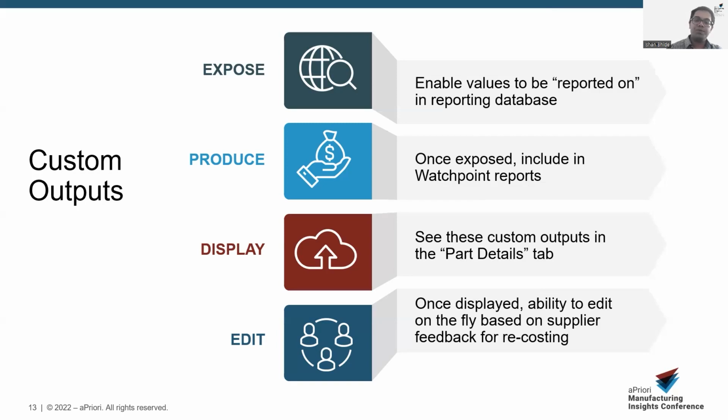One of my favorite examples of custom outputs is around cycle times. So when you cost an injection molding part, you'll see what the cycle time is to produce that part. But within that cycle time, the three components for injection molding are the injection time, the cooling time, and ejection time. Exposing all three of those custom outputs and including them in the Watchpoint reports would give your suppliers visibility into how the total cycle time is calculated.